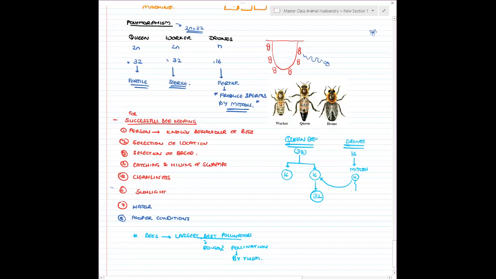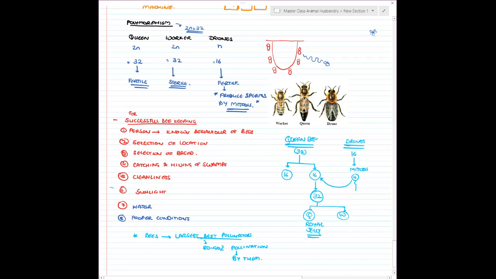But now, guys, this 32 can either be your queen bee or your worker bee, because both of them are going to be 32 only. What is going to differentiate whether this is going to be a queen bee or not? If the larva is fed on royal jelly, then this is going to be your queen bee. If they are fed on normal food, then this is going to be your worker bee. That is the difference.